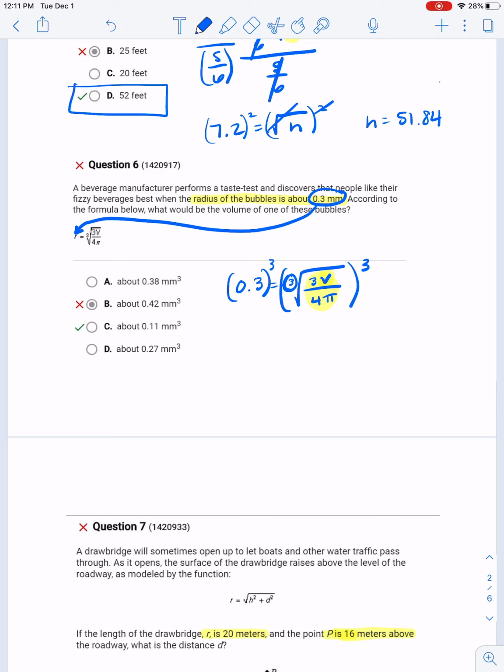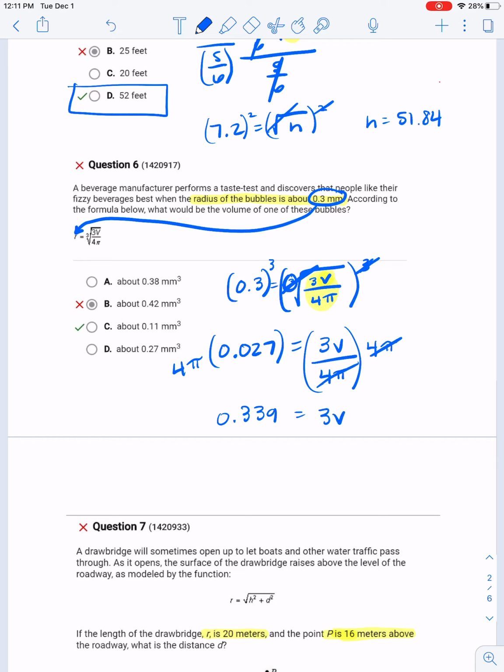So 0.3 to the third power is 0.027. Okay, and then the cube root and the cube cancel. Now you just have this fraction, 3v over 4 pi. And then think algebraically, to get rid of the denominator, I'm going to multiply by the denominator, which means I have to multiply by the denominator over there. So I do 4 pi times 0.027. And I get 0.339 is equal to 3v, and then I'm going to divide both sides by 3.